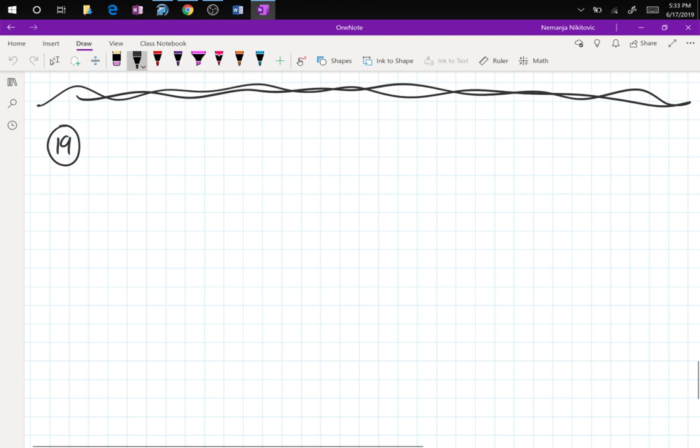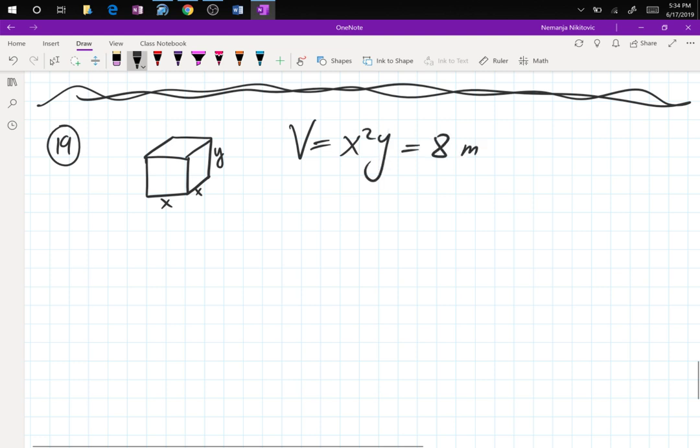Of all boxes with a square base, see, they never said that the top is open, right? So we have to understand that this box that I'm going to have here is going to be closed from all 6 sides. And they say square base, that's x and x, and then you are going to have some kind of a height of the box that is not the same, so we'll call that a y. And they say that the volume, which in our case is x squared y, is 8 meters cubed.